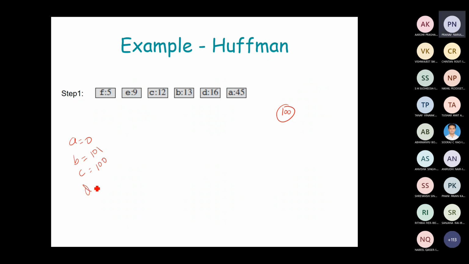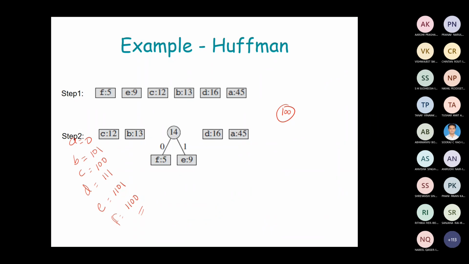For D, D is 16, so 1, 1, 1, three ones. For E, E is 9, so 9 is 1, 1, 0, 1. F is 5, so 1, 1, 0, 0. Yes, it matches the frequency as well: the most frequent is allotted the least number of bits. So let's see what the tree is for this.